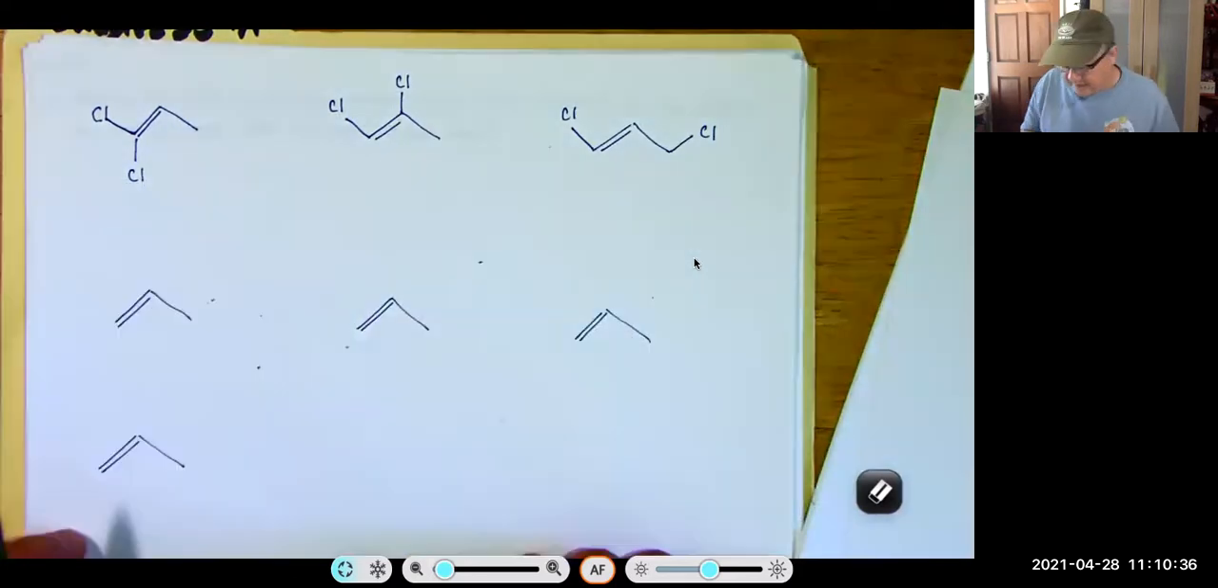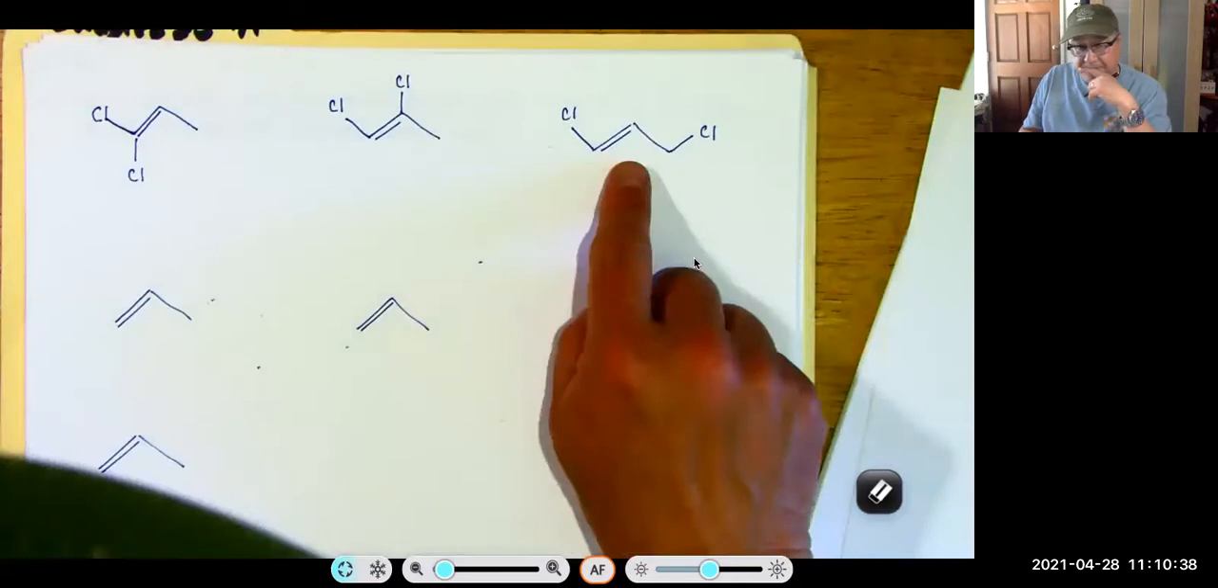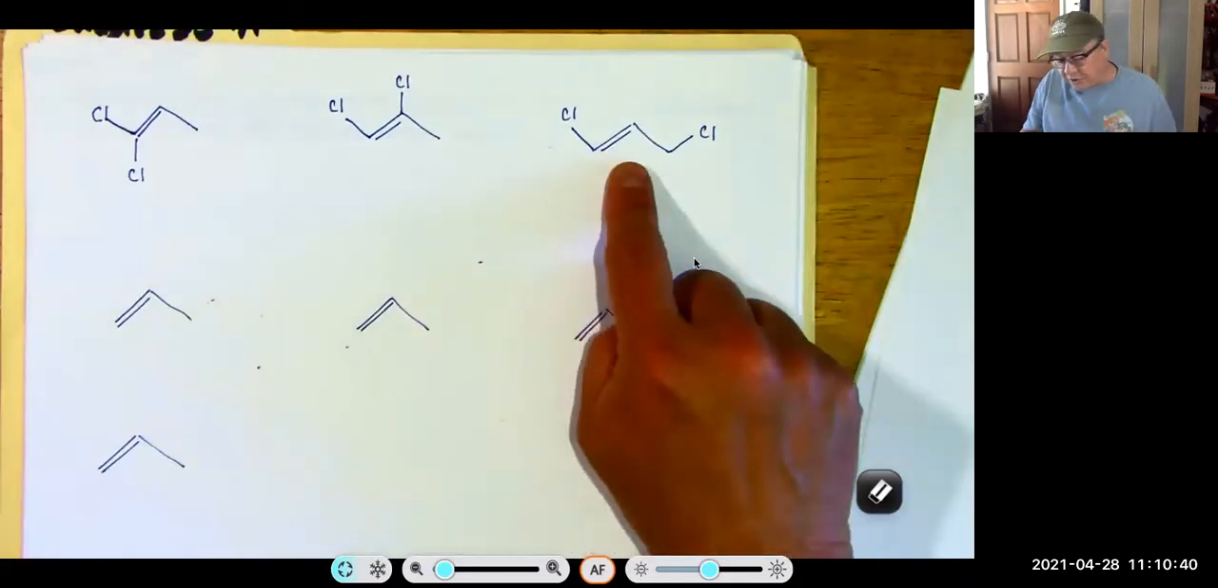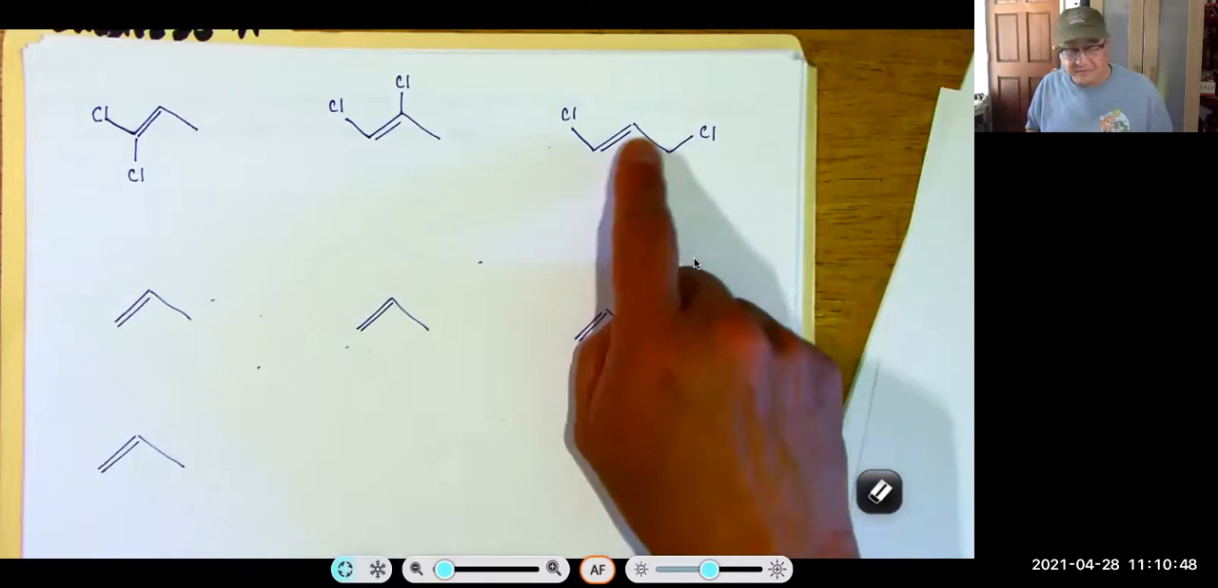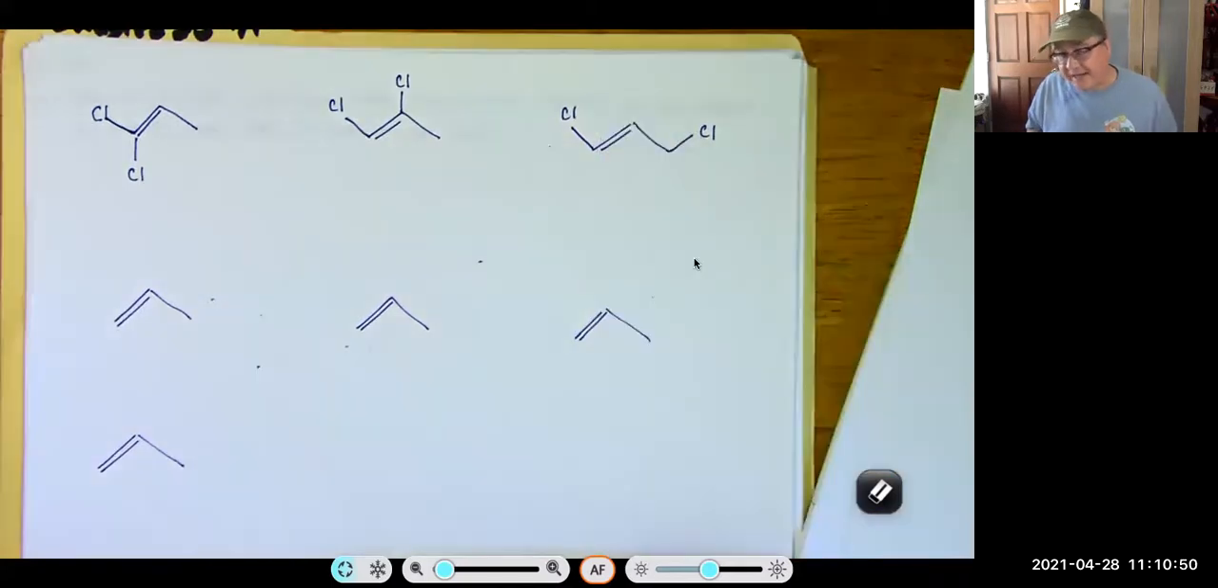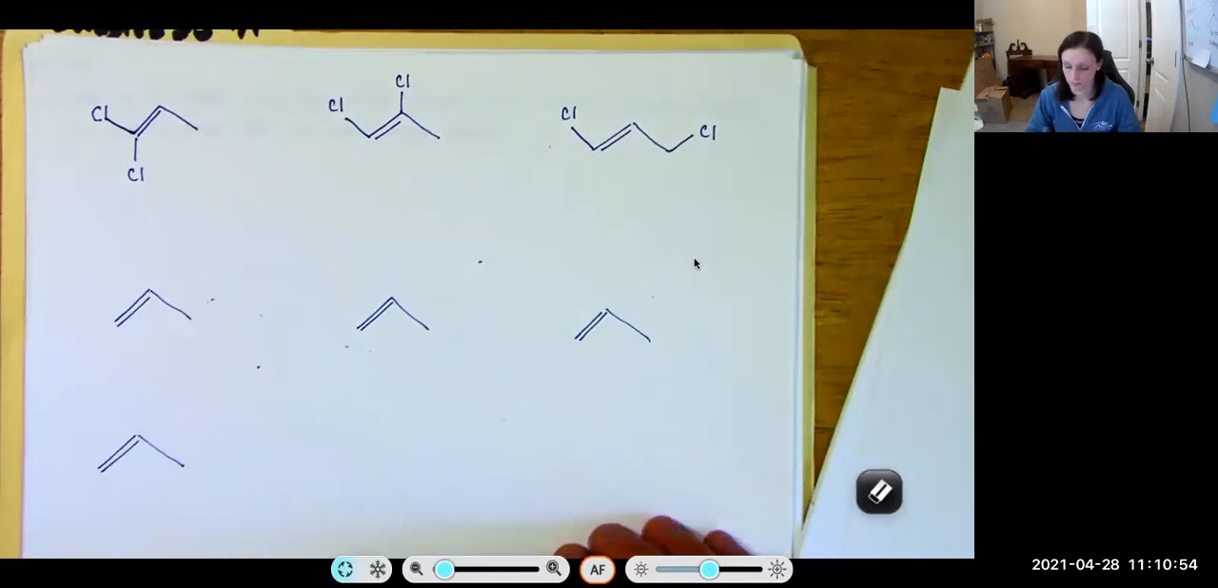Right. Does this have a double bond? Yeah. Does it have 2 hydrogens bonded to the double bond? Yeah. 1 here going down and 1 here going up. So what does that make that? Cis or trans? Trans.